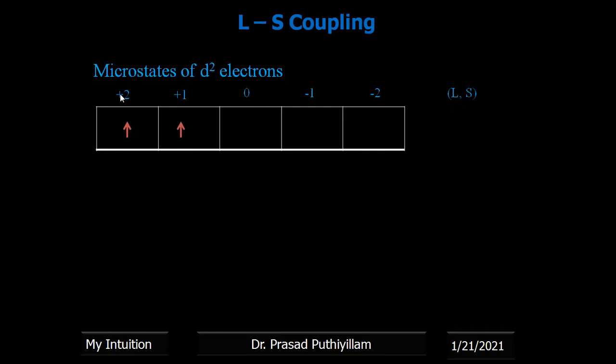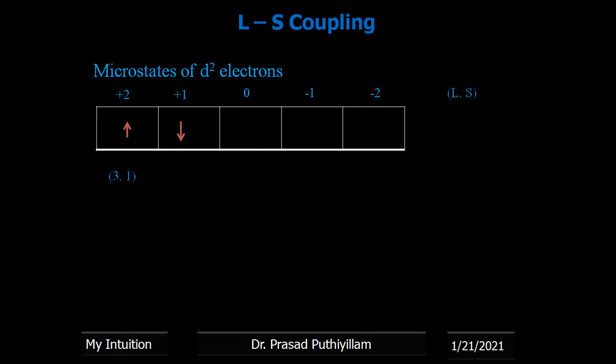L value we calculate as plus 2 into 1 plus 1 into 1. That means here it is plus 3. Therefore 1, that is the LS values for this. That is the microstate actually. So first microstate we obtain like this. That means how a possible arrangement of these two electrons in these five shells, that is explained as the microstate. All the possible arrangements of electrons, that we call as the microstate. Therefore, first one we got as 3 1.